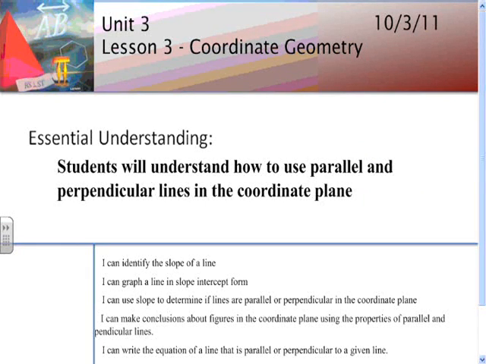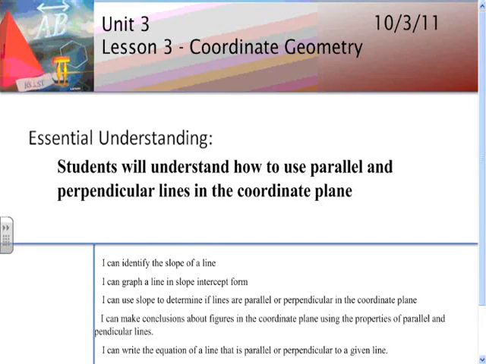Okay, so this is 3.3 coordinate geometry, and we're going to continue some of the stuff that we started talking about on how to look at geometry in the coordinate plane. So our essential understanding for this lesson is that students will understand how to use parallel and perpendicular lines in the coordinate plane. So we actually had several different success criteria for this.